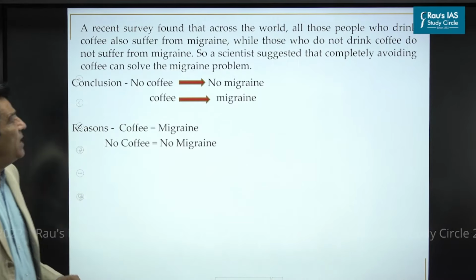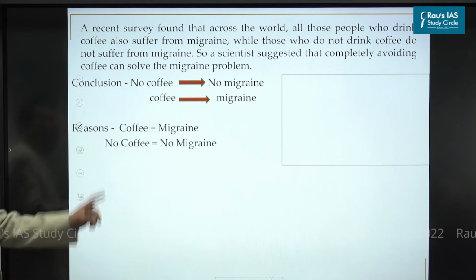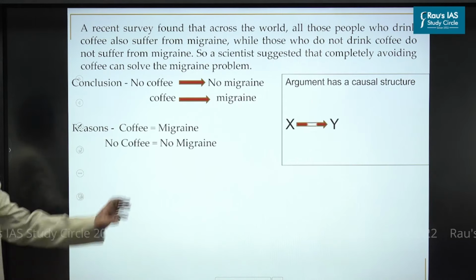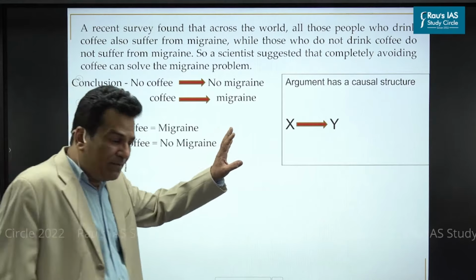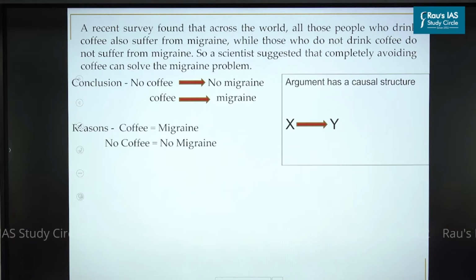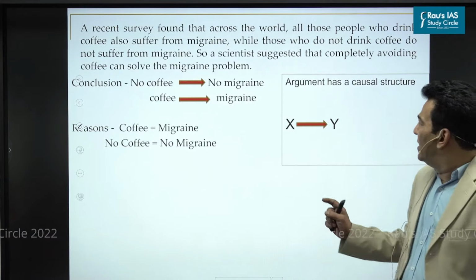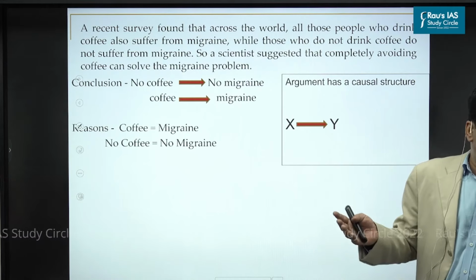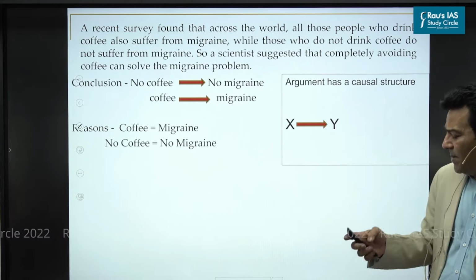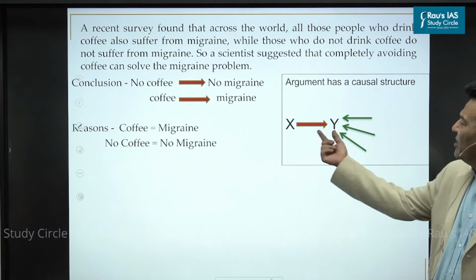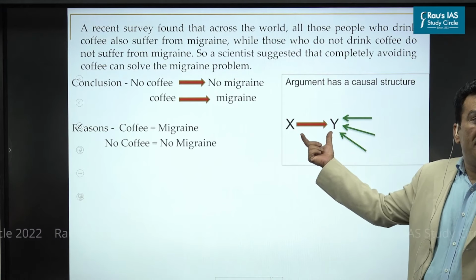Although no mismatch is possible out here, you can see that this particular argument has a causal structure. One thing is causing a second thing to happen, X is causing Y to happen. Coffee is causing a migraine to happen, absence of coffee is causing an absence of migraine to happen. My question to you is that if your conclusion is X causes Y, can Y not happen because of other reasons also? It can happen because of other reasons. But if this Y can happen because of other reasons, then does this information strengthen this conclusion or weaken it? It weakens it.